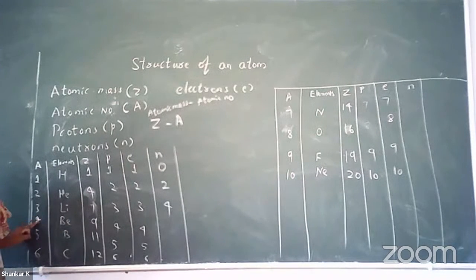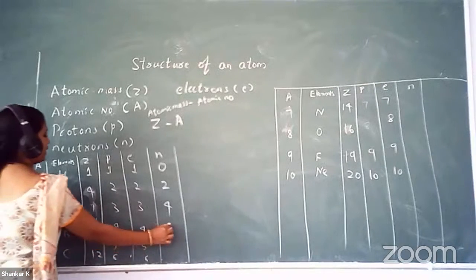Here 9 is there, 4 is there. 9 minus 4 is 5.